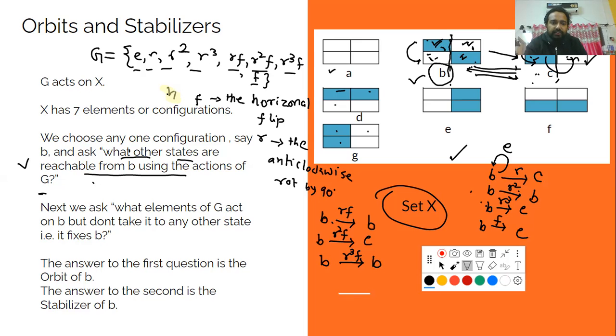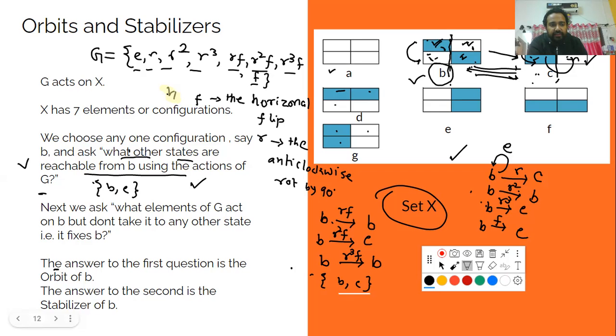So to answer the question asked here, what are the elements of the set X that result from B as a result of the actions of the group G? And we can see the only elements that result are B and C. So B and C are the only elements of X that result from G.